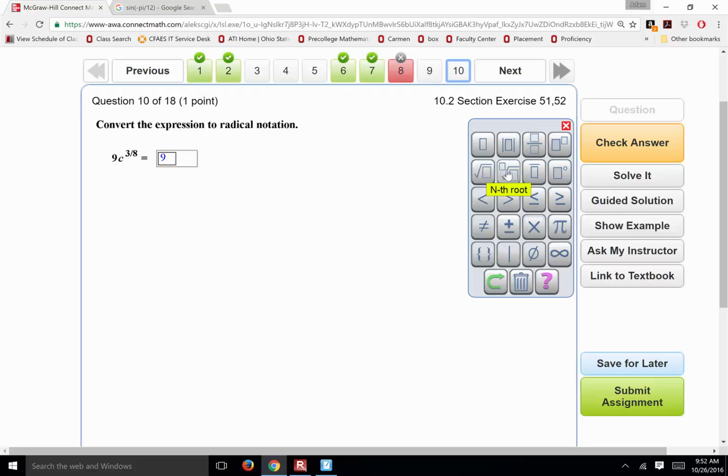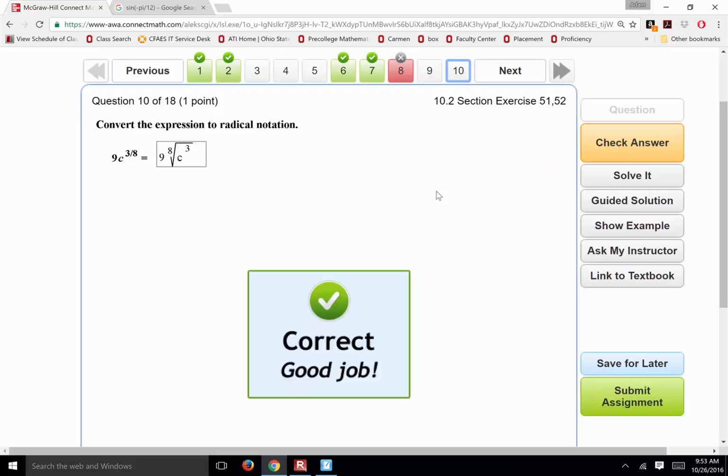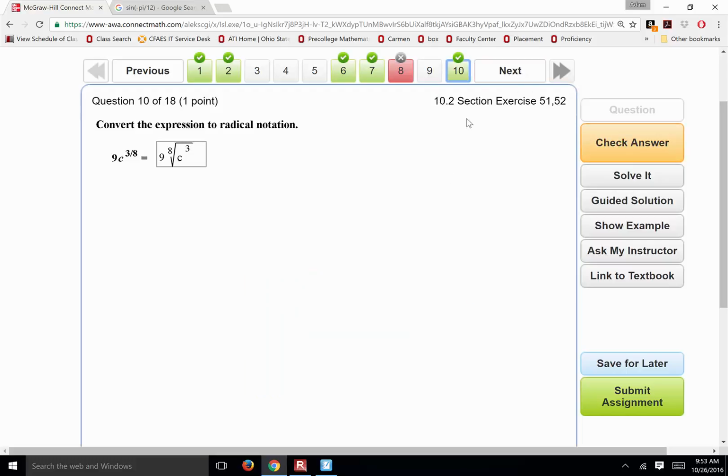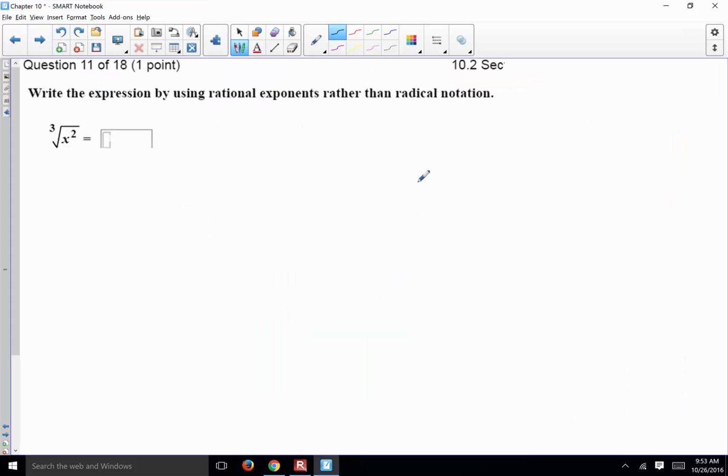You know how to make different indexes, right? This is what you use. First type in the index 8, go in and make C raised to power 3. Alright.